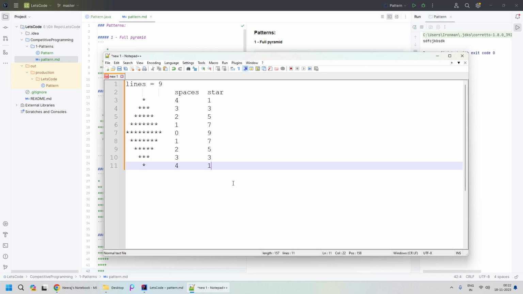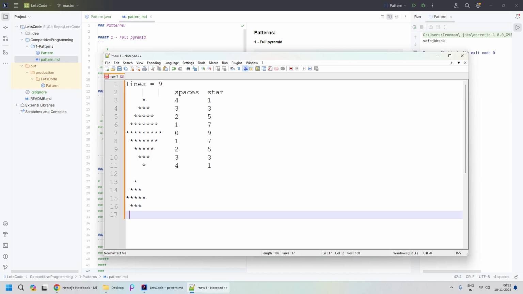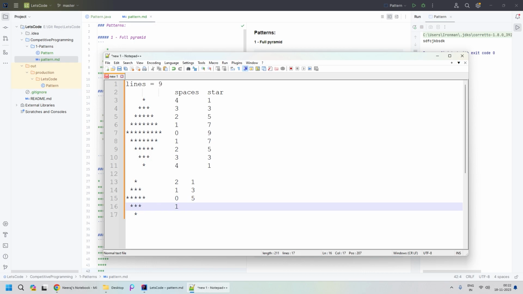Now let's take another example. Let's take a smaller one. One, two, three, no space, four stars. Let's do the similar thing again. Now if you see here, we have two spaces with one star, one space with three stars, zero spaces with five stars, one space again with three, and two spaces with one star. So again we see a similar sort of pattern.